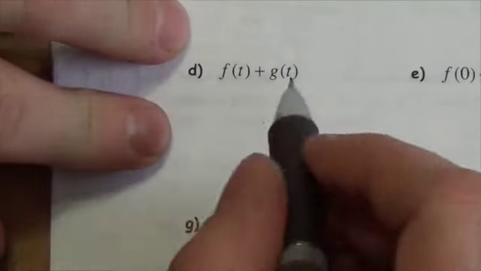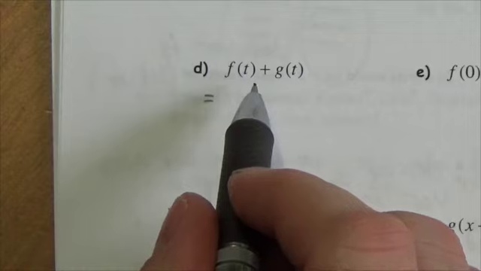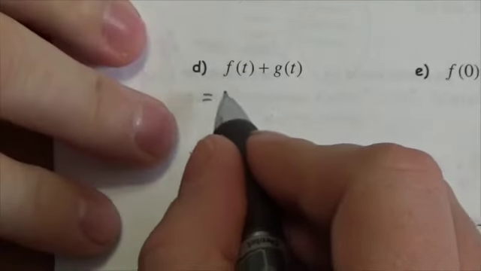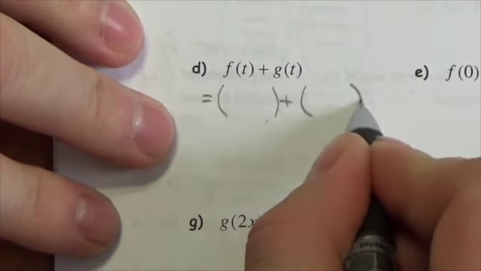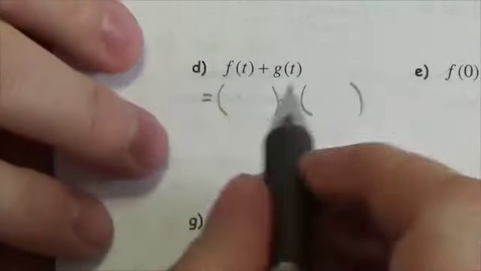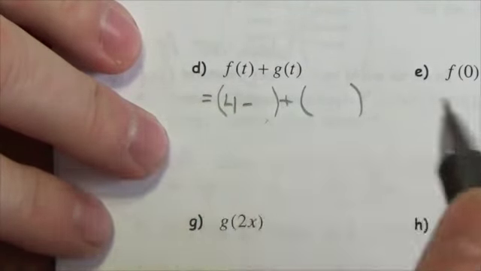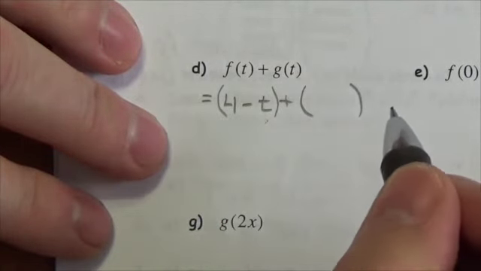Over here, in this particular case, notice all we're really doing with this function is replacing the x with t's in both cases. So I'm going to put brackets around the thing that represents f and brackets around the expression that represents g here. F of t will be 4 minus the independent variable, and in this case I know that it's going to be t.